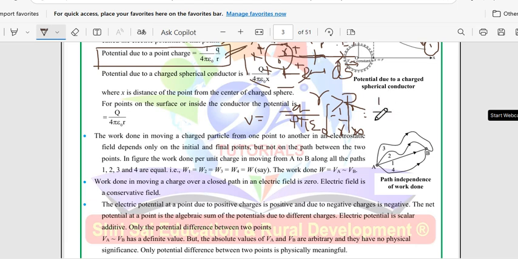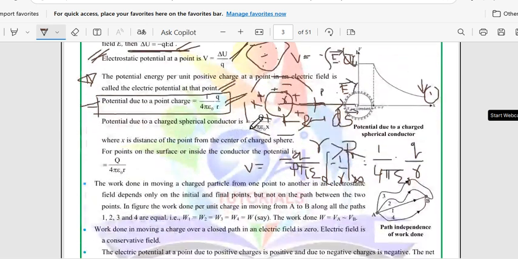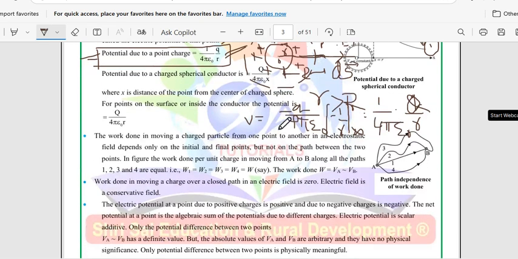So the equation will become 1 divided by 4 pi epsilon naught into that point charge Q divided by R. Isn't it? This is the expression for potential due to a spherical conductor, that is, I have considered the point charge Q divided by 4 pi epsilon naught into R. They have considered X, but I have considered R here for a point on the surface or inside. Suppose if you consider outside the spherical shell, it is Q divided by 4 pi epsilon naught into R. Inside the conductor, it is capital R.